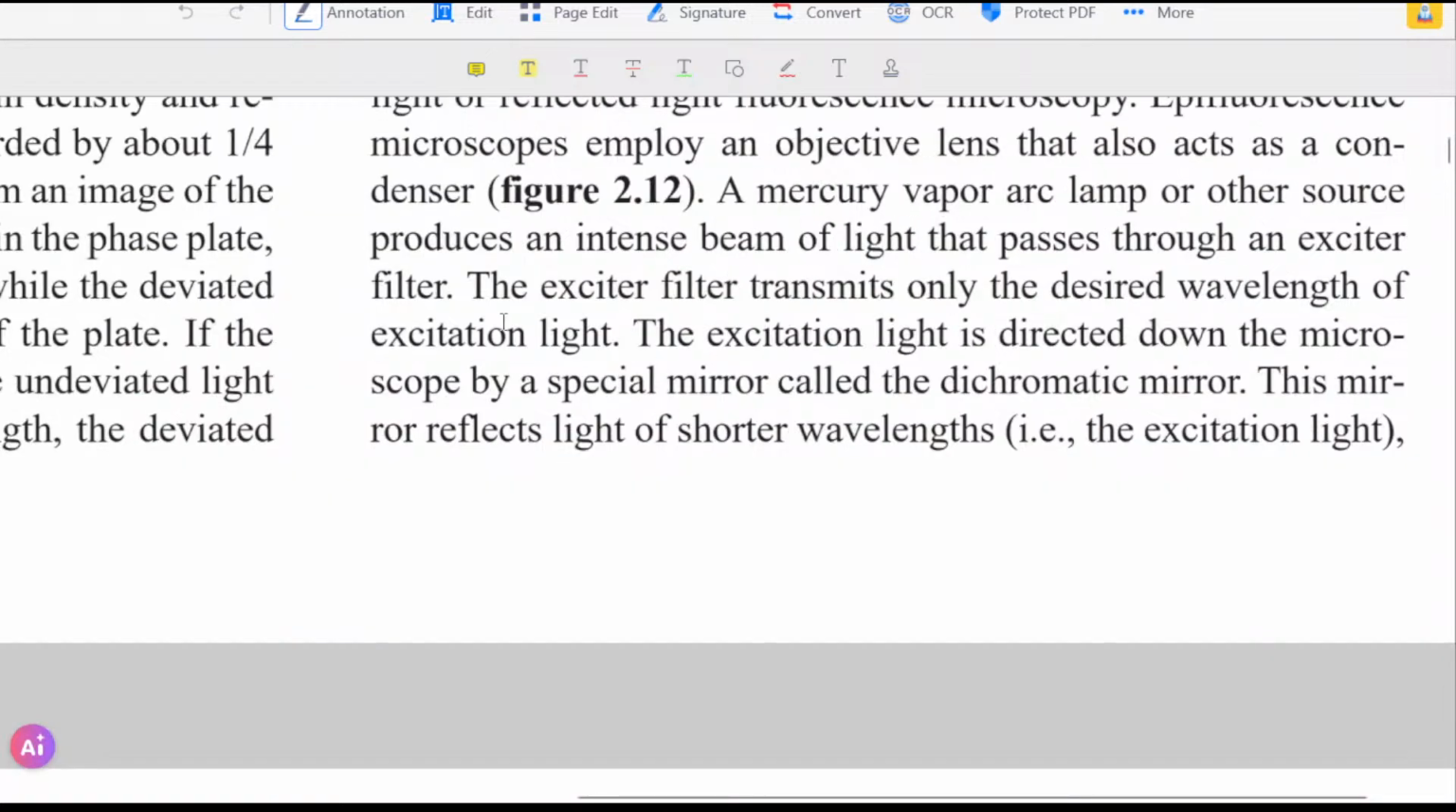An exciter filter. The exciter filter transmits only the desired wavelength of the excitation light. We knew that this is going to be only one wavelength. But when a mercury vapor arc lamp produces light, it is not of one wavelength, it is of multiple wavelengths. So when it goes to the exciter filter, it allows only one type of wavelength to pass through and not all types.